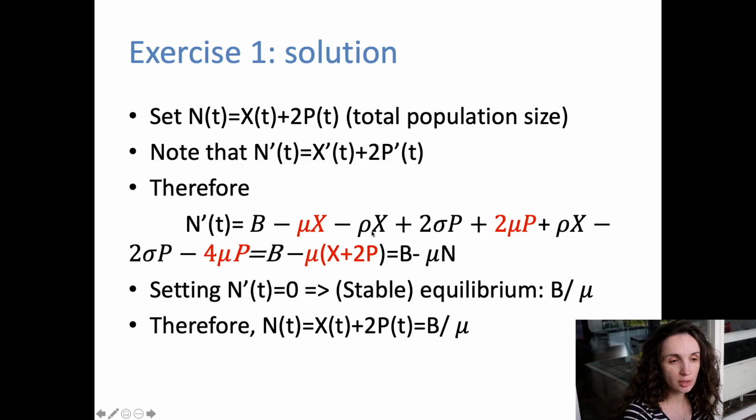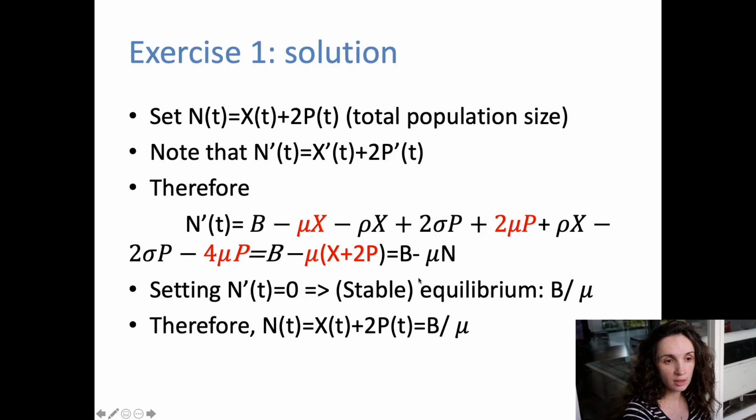And we see that the remainder of terms such as rho x will get cancelled out. And so what we end up with is n prime of t equals b minus mu times x plus 2p, which of course we recognize as the expression for n of t. So in other words, n prime of t equals b minus mu times n.